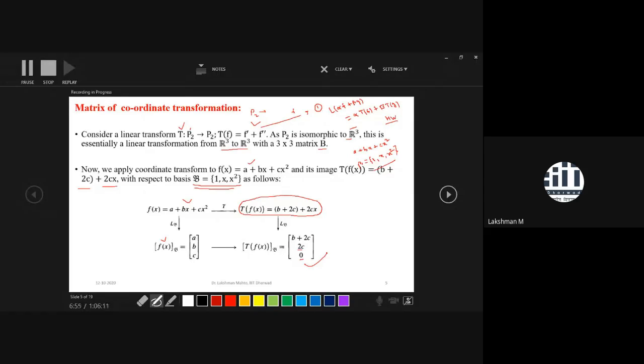Now we will try to find what the matrix would be. In order to find the matrix, we know that this one is an element from P2, and the transformation is defined from P2 to P2. Here you can observe it this way. But if you come to the lower part, what do you observe? This one is an element of R3. The coordinate of f is an element of R3, and the coordinate of the image of f is also an element of R3. So in the lower part you observe a transformation from R3 to R3.